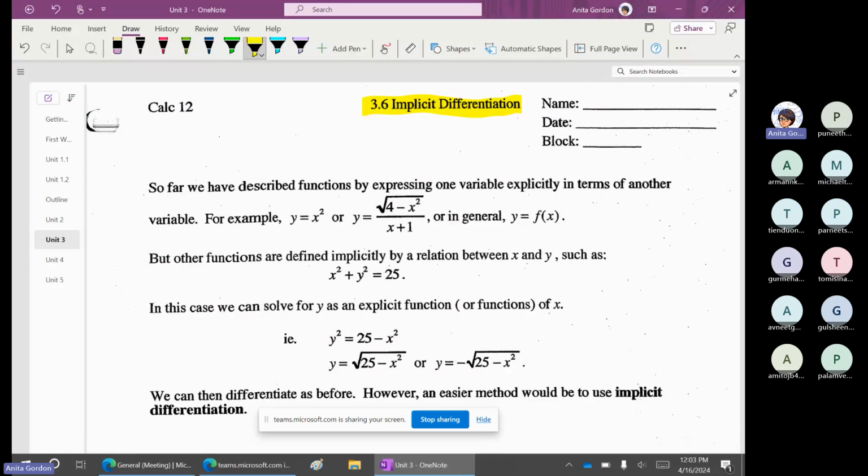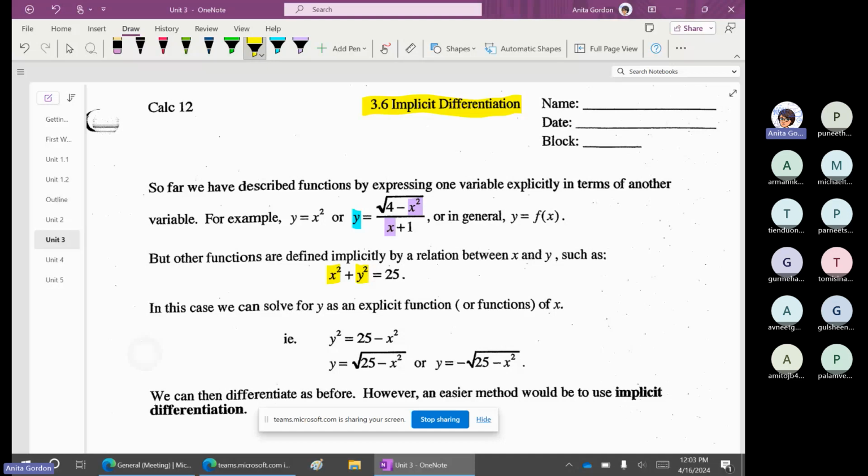Okay. So far we've described functions where we're looking at a y equals function, where everything on the right side of the equation only has variables in terms of x. So we have quotient rule, product rule, power rule, chain rule, all the things that we've talked about. And now we're going to talk about what happens when we have something like the equation of a circle, where the function is described in terms of two variables instead of one.